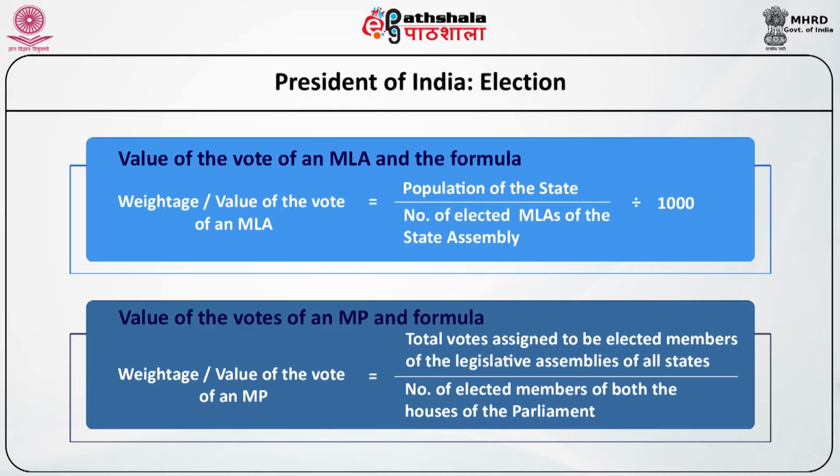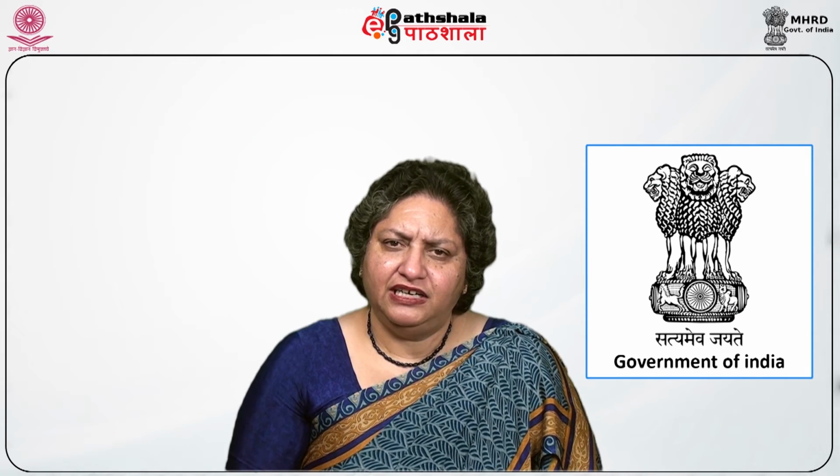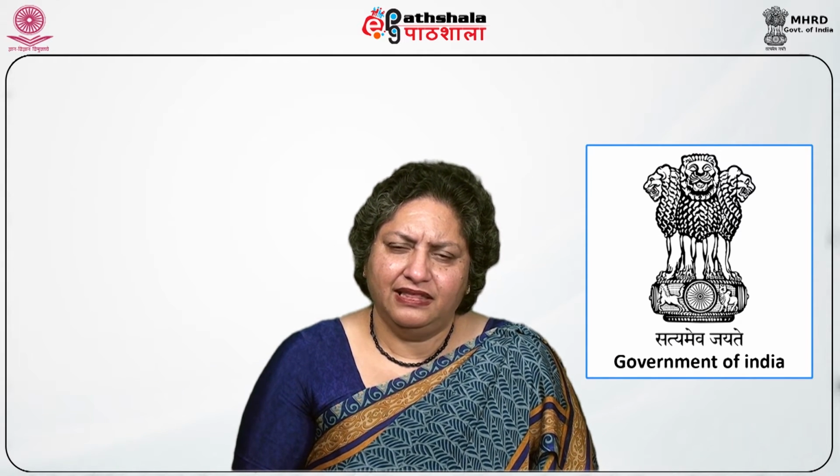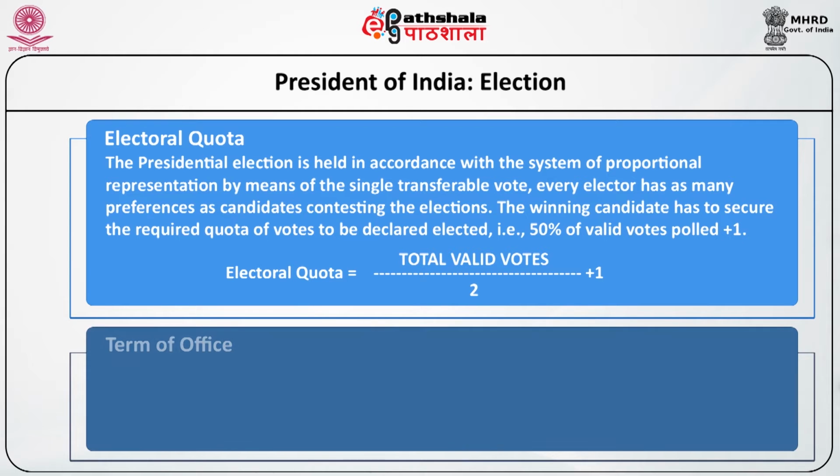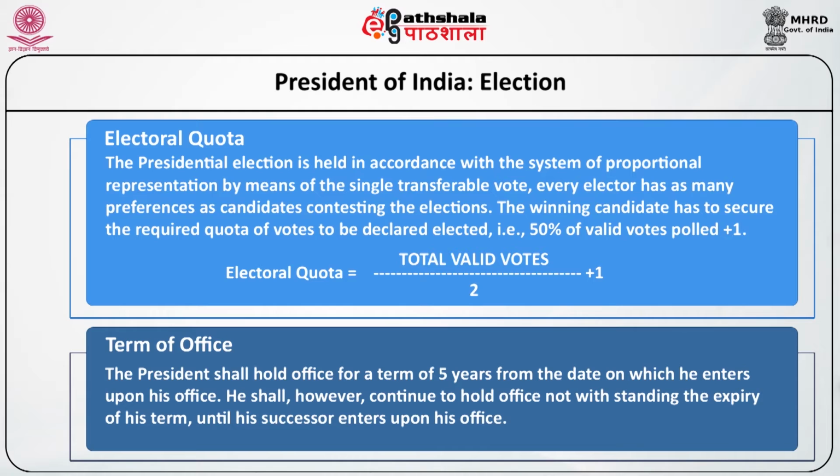And in the case of the MP, the value of the vote is the total votes assigned to the elected members of the legislative assemblies of all the states divided by the number of elected members of both the houses of the parliament. By this method, the value of the votes of an MP and an MLA is determined. After determining the value of the votes, the electoral quota is found out. For the electoral quota, all the valid votes polled are divided by 2 and 1 is added. So, any candidate who gets 50% plus 1 vote is elected as the President of India.